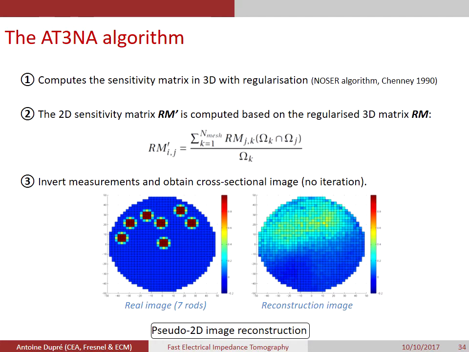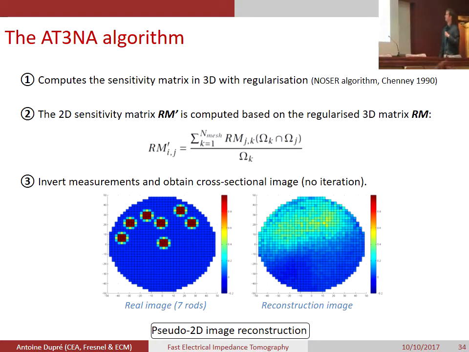And so the algorithm first computes the sensitivity matrix in the 3D volume using the regularization technique called NOSER. And then in the second step, I'm not expecting to reconstruct a 3D object because all my electrodes are on the same axial plane. For that very reason, what I expect to reconstruct is the cross-sectional image that corresponds to the average of the 3D object over the sensitivity volume. So those operations are the ones I apply on the sensitivity matrix in 3D to turn it into a 2D sensitivity matrix, which I then use in the inversion of the measurements. This step is very fast. And in the end, you have an algorithm where this is the experiment and the reconstruction. And so in almost no time, you get images which are a linearized version of the inverse problem.